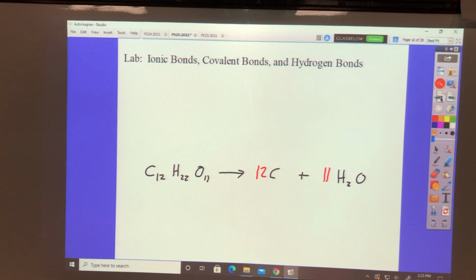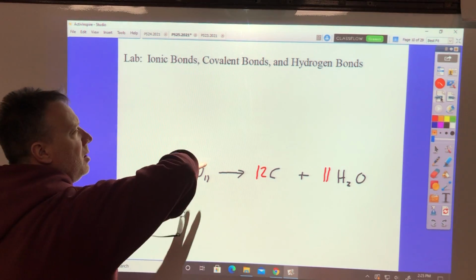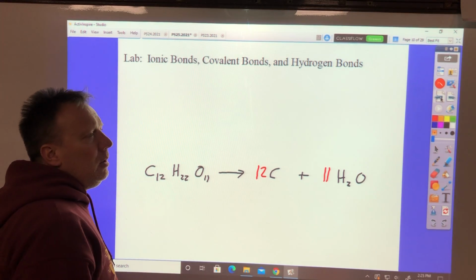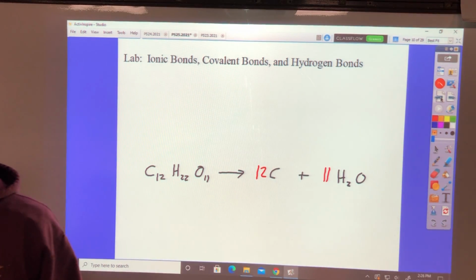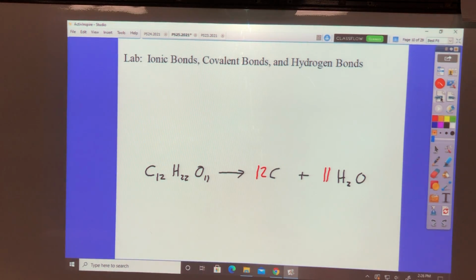PS25.2021. This lab I'm not going to talk about right here. Hopefully we can do this in class. It's a lab over ionic bonds, covalent bonds, and hydrogen bonds.